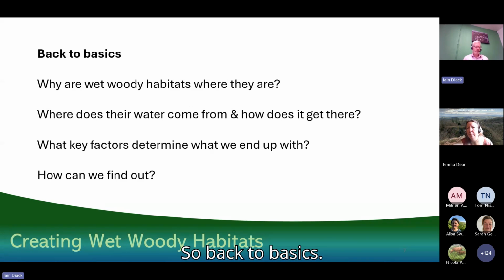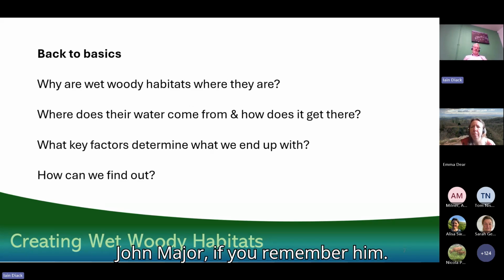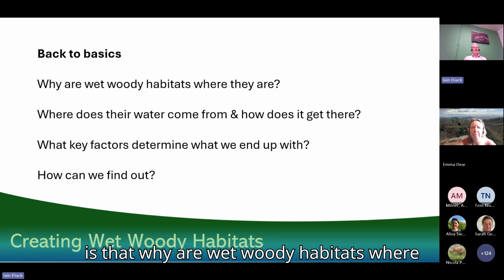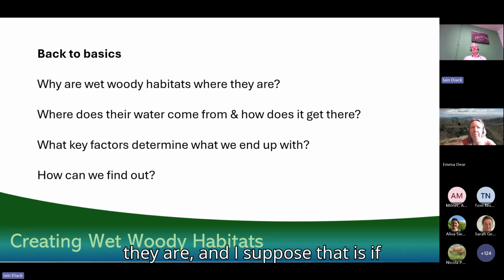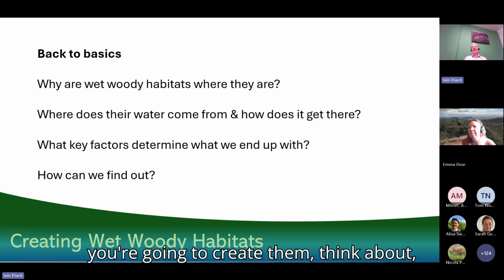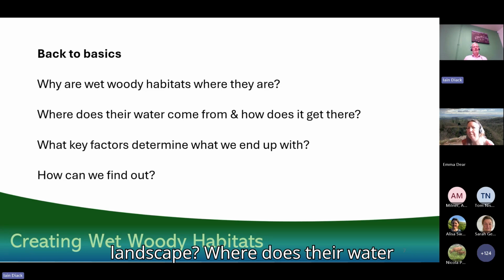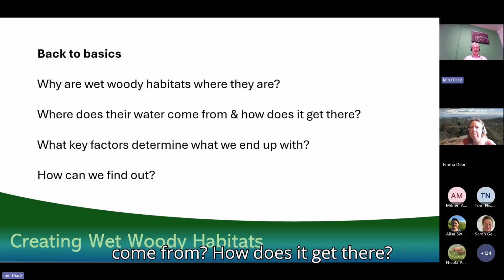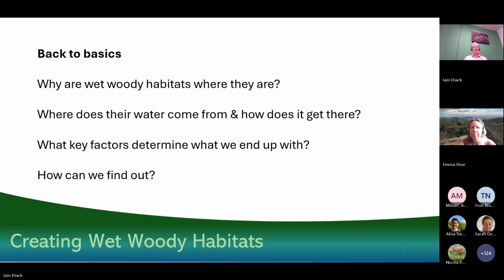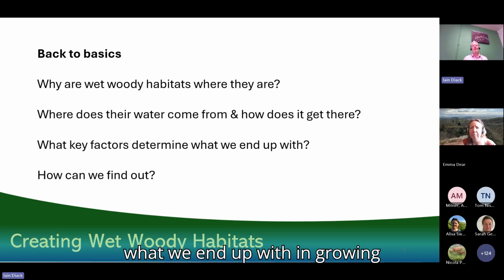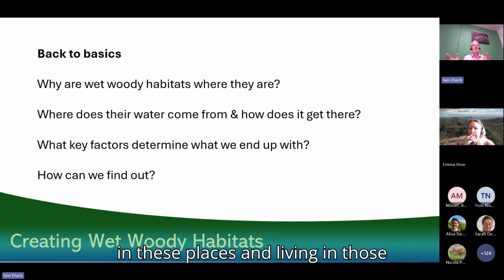So, back to basics. John Major, if you remember him. But the most basic thing to think about is why are wet woody habitats where they are? And I suppose the corollary of that is, if you're going to create them, think about where it's going to be in this landscape. Where does their water come from? How does it get there? What are the key factors that determine what we end up with growing and living in those places, and whether that's good?